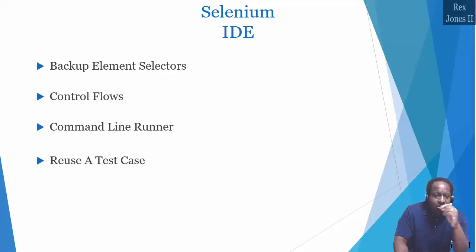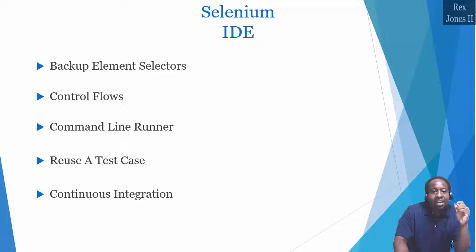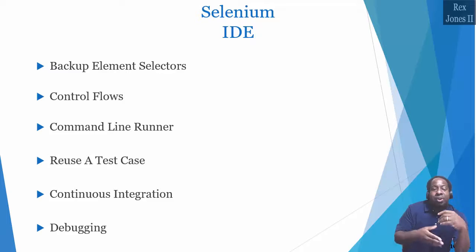Last but not least is continuous integration and debugging. Selenium Side Runner assists with integrating our code continuously into a shared repository. The debugging feature allows us to set breakpoints to pause our test at a certain point, play our test to a certain point, record our test from a certain point, and play our test from a certain point.